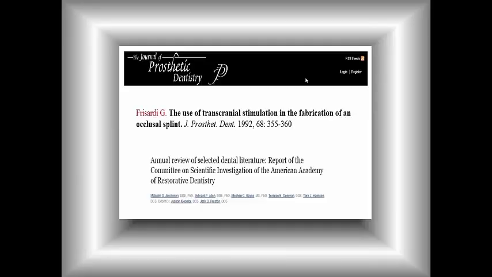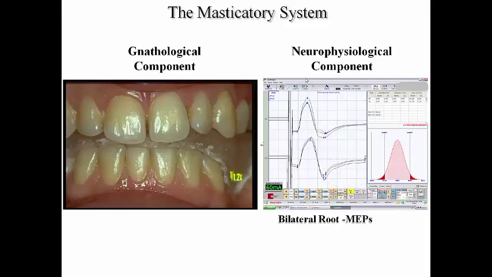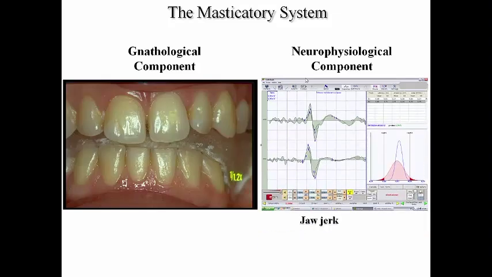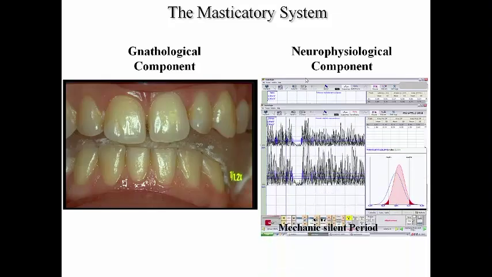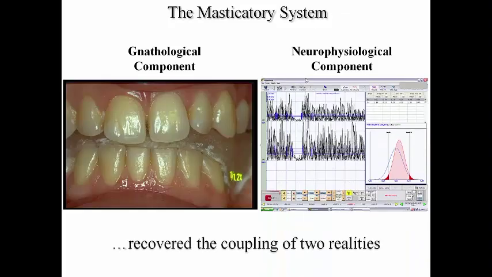However, we are unable to say that we have reached the target without having asked the brain, "Are you comfortable?" The brain would answer us, "Thank you. Look at the symmetry of the jaw jerk. Thank you. Look at the symmetry of the silent period. And thank you very much. I have now recovered the coupling of the two realities."